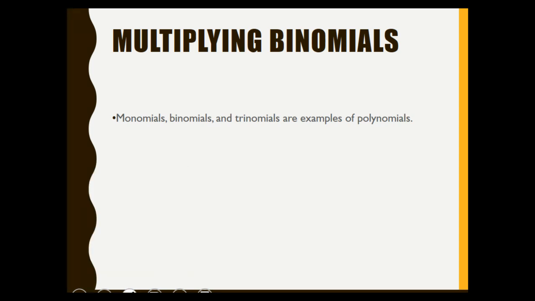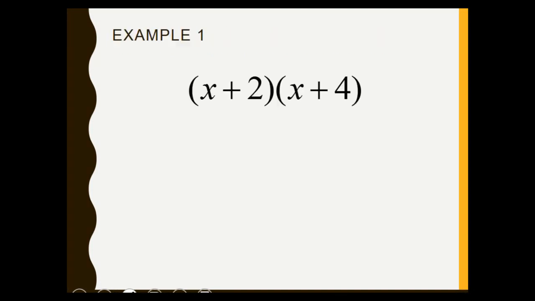We're going to talk about multiplying binomials. There's two methods for multiplying binomials. The first one is called FOIL. FOIL stands for first. So that means we're going to multiply the first two terms in each parentheses together first.